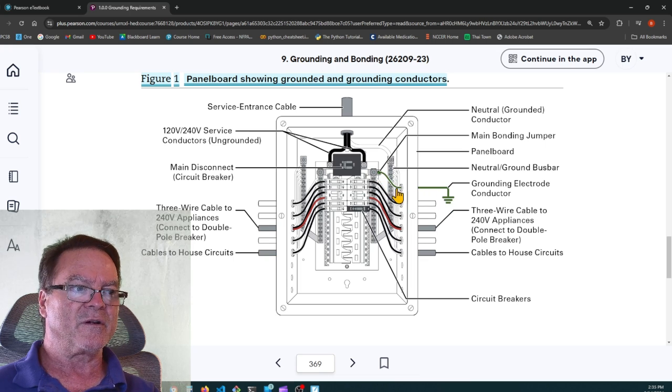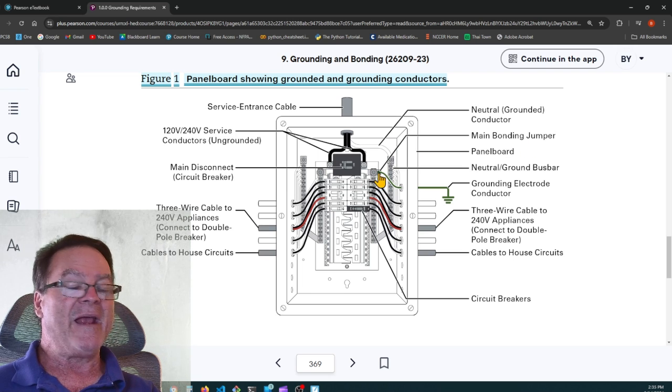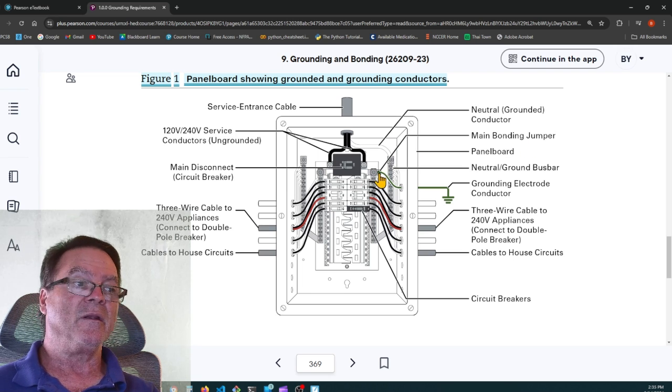So the grounding electrode conductor, the equipment grounding conductors, and the grounded neutral conductors all tie together at the main bonding jumper. And it's in the main panel on the neutral bar, the main bonding jumper. That main bonding jumper can be a screw, it can be a lug, it can be a strap, it can be a wire, but it bonds all of those things together.